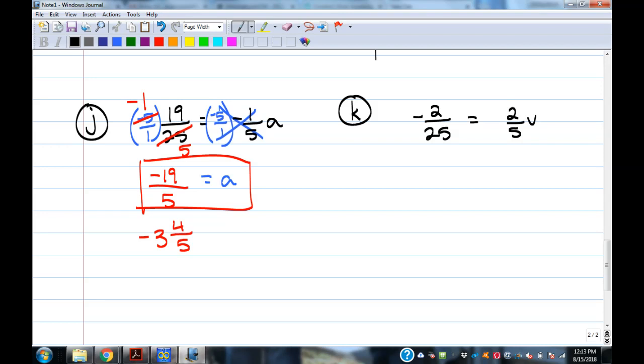Negative. Negative. Positive. Positive becomes negative. The negative. Close. Got the right word here.